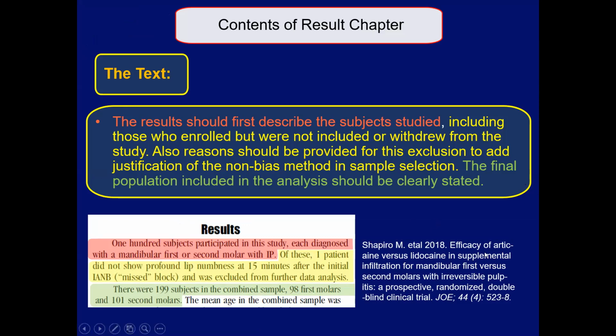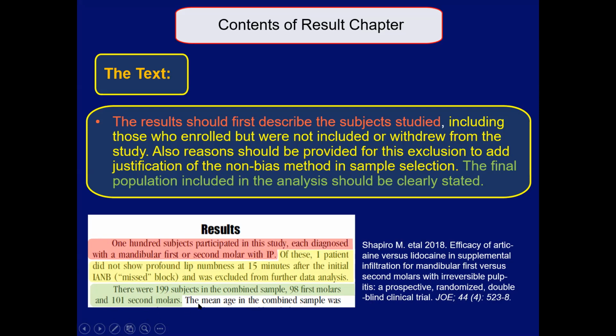So according to Shapiro et al. of this study, for example, we extracted this paragraph about the result text. He said that 100 subjects participated in this study, each diagnosed with a mandibular first or second molar with IP. Of these 100, 1 patient did not show a profound lip numbness at 15 minutes after the initial IAN block, and was excluded from the further data analysis. The remaining 99 subjects in the combined sample, 98 of them first molar and 101 second molar.